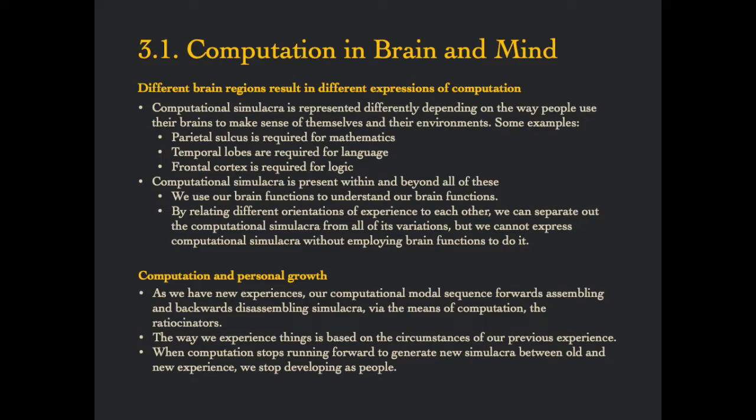We use our brain functions to understand our brain functions. And by relating different orientations of experience to each other, we can separate out the computational simulacra from all of its variations. But we cannot express computational simulacra without employing brain functions to do it. And so what I'm getting at here is that in order to really grasp the concept of computational simulacra, we can only grasp it by relating ourselves to ourselves and feeling out the simulacra independent from all of the different variations of expression that it takes throughout our different biological and neurological systems.